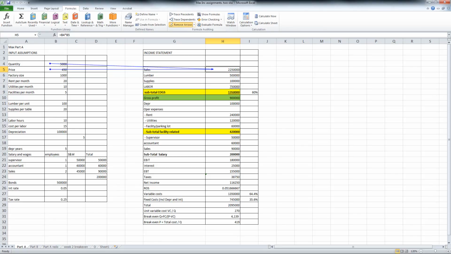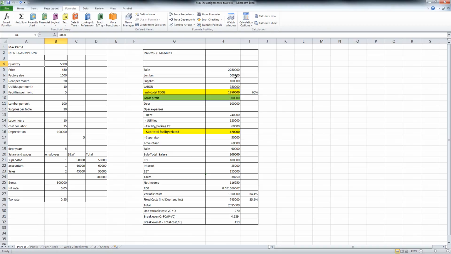Now the benefit of doing this by formula, and not using a calculator and plugging in the numbers, is that if I want to change the business, let's say instead of 5,000 chairs we only sold 4,700, I can change that number and everything else will change, including the break-even, the net income statement, and so on. That's really the benefit of using Excel for business and financial analysis.